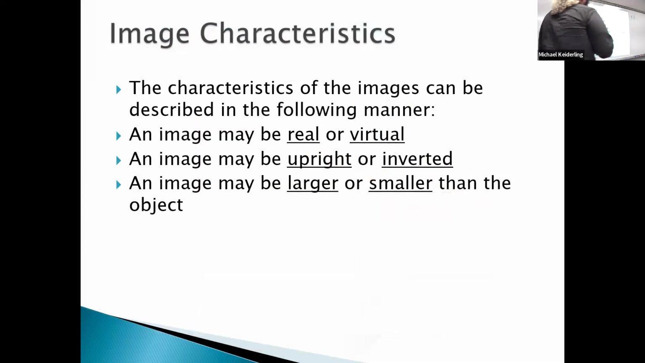And the characteristics of images can be described in the following manner. An image can be real or virtual. A real image is one you can project on a screen. So the image here on the screen is a real image. An image can be upright or inverted. Is it right side up or upside down? An image can be larger or smaller than the object.